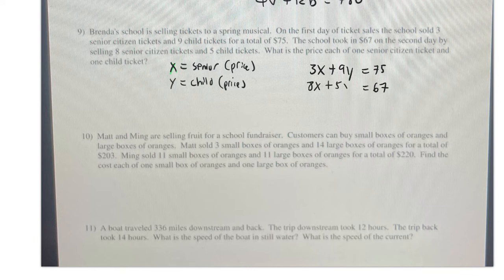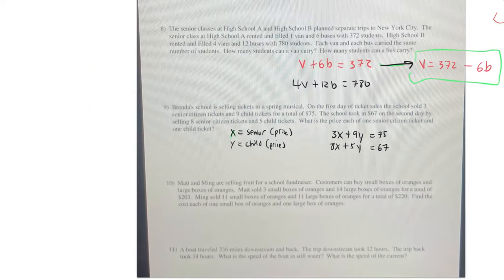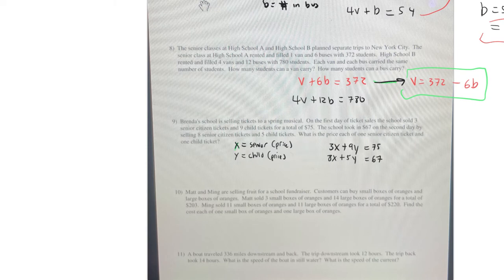On the other day, the school took in $67 total, and that's a result of selling 8 times X plus 5 times Y. What makes this one more challenging is it's not obvious what to do, because you can't easily do substitution, since none of these variables are by themselves. Earlier we were talking about how V was by itself, so that's a sign you might want to do substitution. Well, that's not happening here.